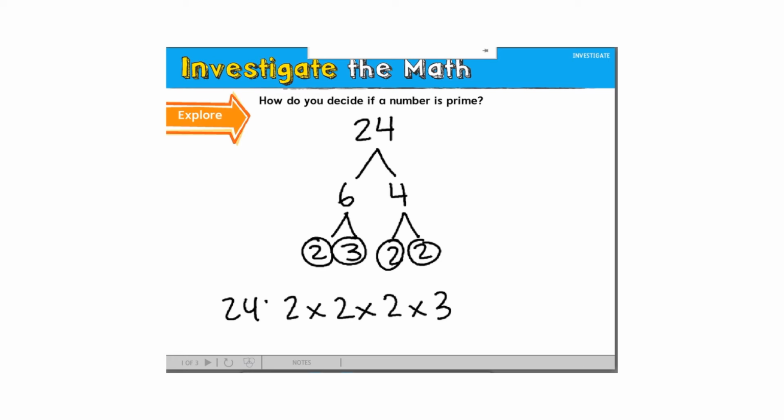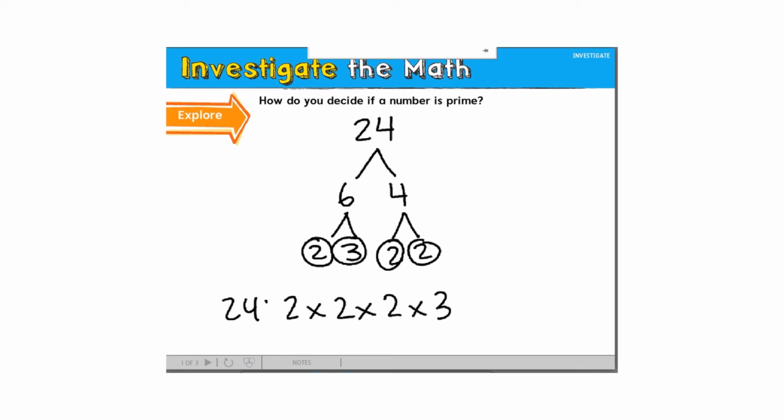So 2 times 2 times 2 times 3. When I multiply that out, 2 times 2 is 4. 4 times 2 is 8. 8 times 3 is 24. See? So that's how you can check. So if we're missing a 2 or something, then you would know at this point because it wouldn't equal the same thing.